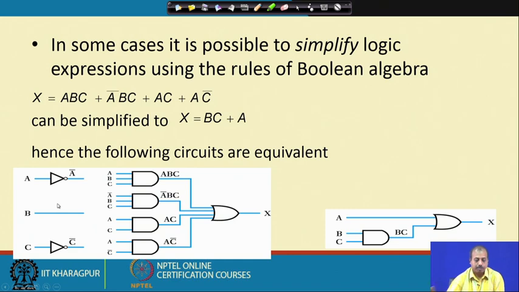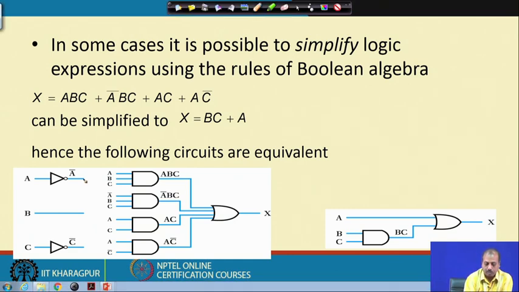For the sake of simplicity, the connections are not shown, but what we mean is this line is connected here. Similarly, this line is connected to this A, then this A, then this A, it is connected to all this. It is not shown explicitly because that will complicate the diagram.